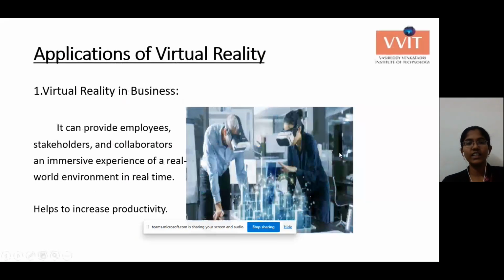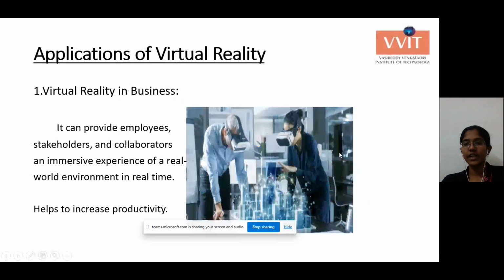Virtual reality in healthcare helps to provide medical training by showing scenarios and common situations. So by using virtual reality in healthcare, it makes it easy to train the students.